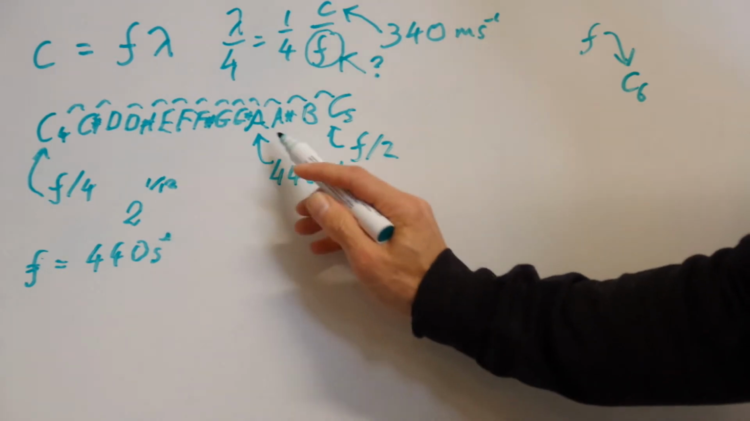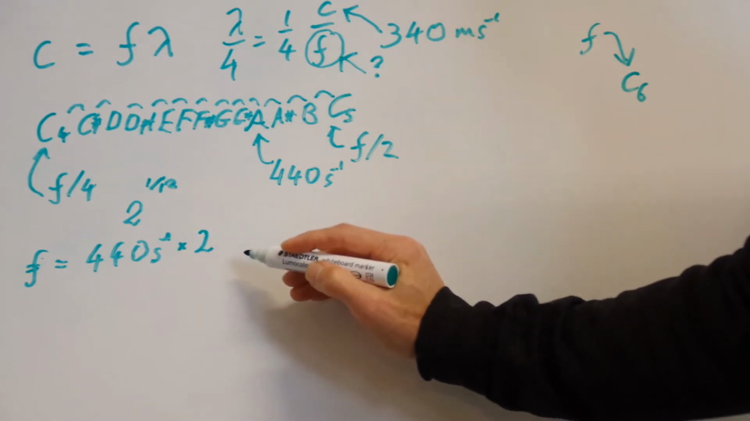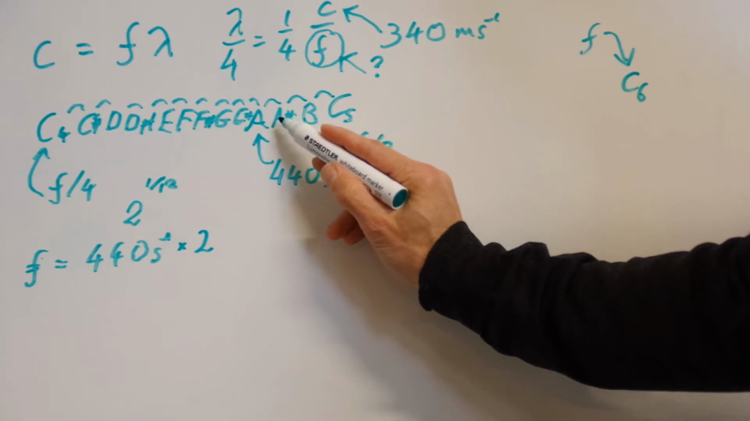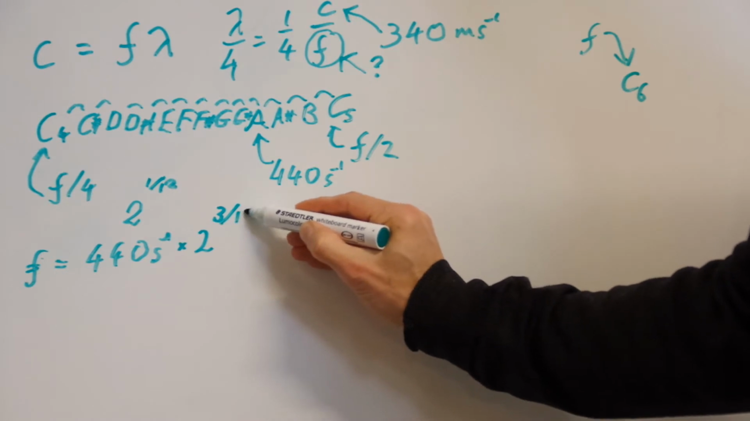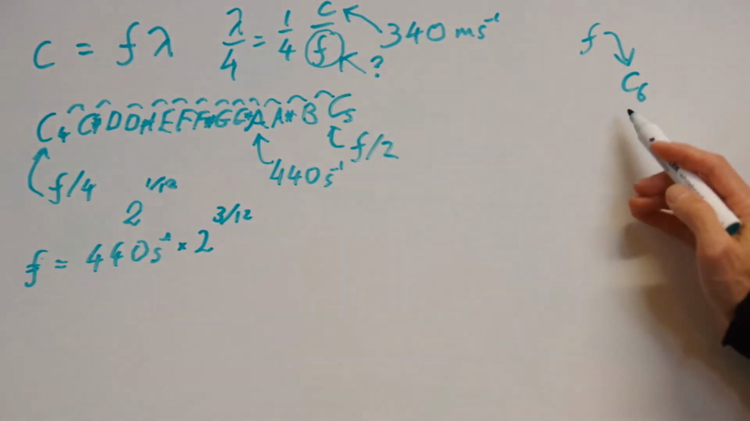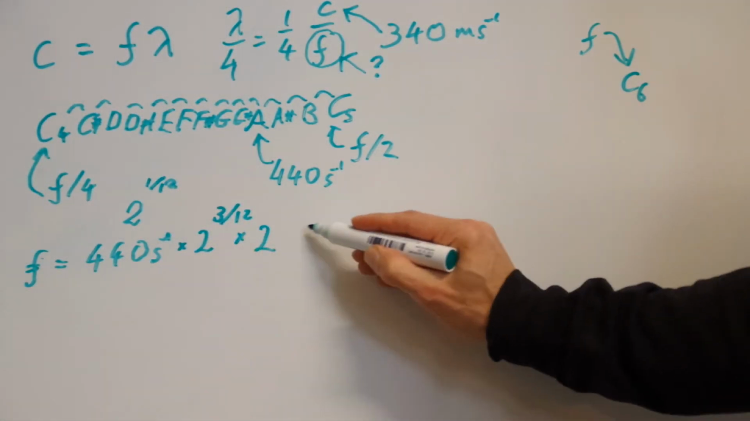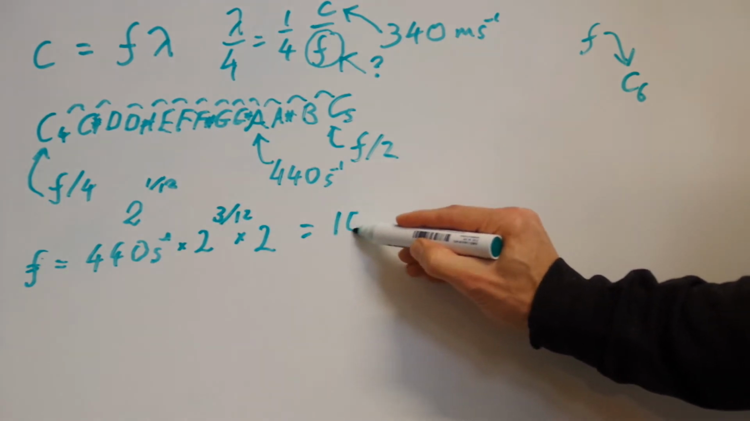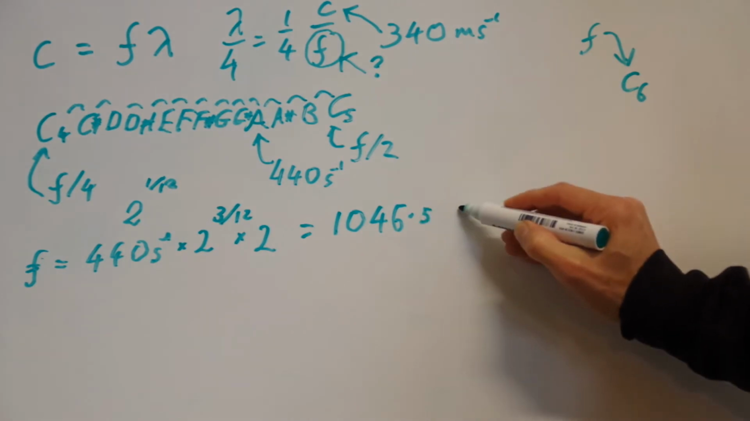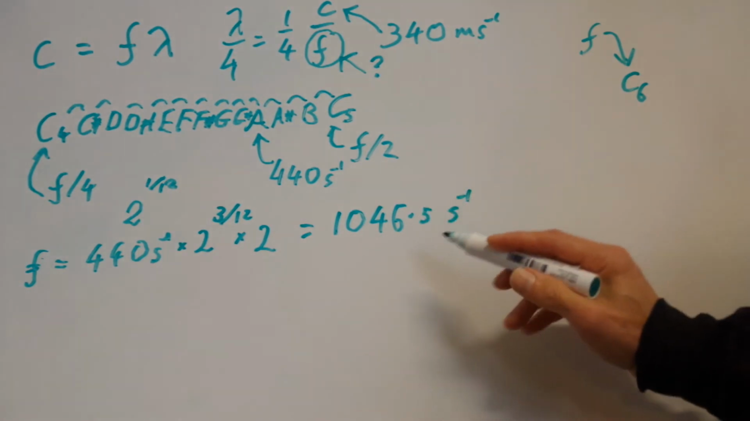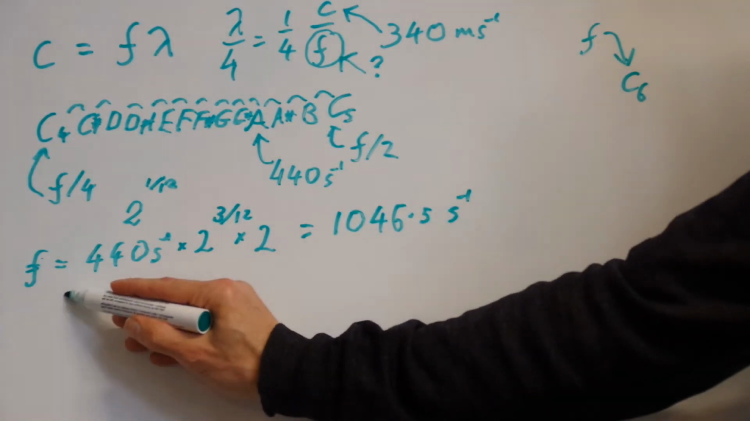Now if we want to get from that A to this C5, we're going to multiply by 2 to the power of 3 twelfths. And to get from the C5 to the C6, which is where the soprano is singing at, we just have another factor of 2. And it turns out that this is 1046.5 Hertz. So now we can plug this into our formula to figure out the quarter wavelength that we're after.